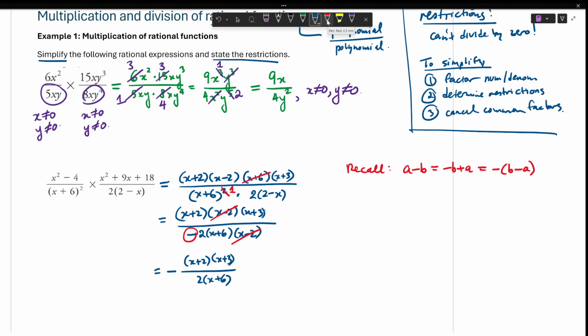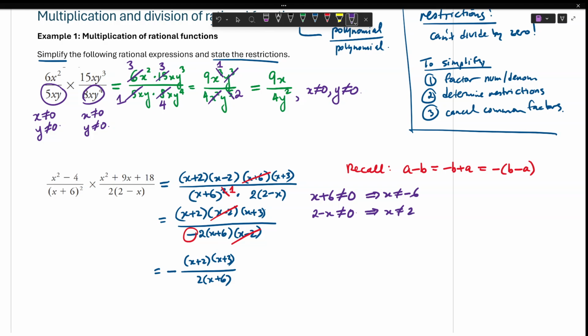Now for the restrictions, because we still got to do that, we're going to look at this factored form before we cancel anything. Okay, so that is like right here. We're going to say x plus 6 cannot be equal to 0, and 2 minus x cannot be equal to 0, because otherwise you'll be dividing by 0. That tells us that x can't be equal to negative 6, and x can't be equal to 2.